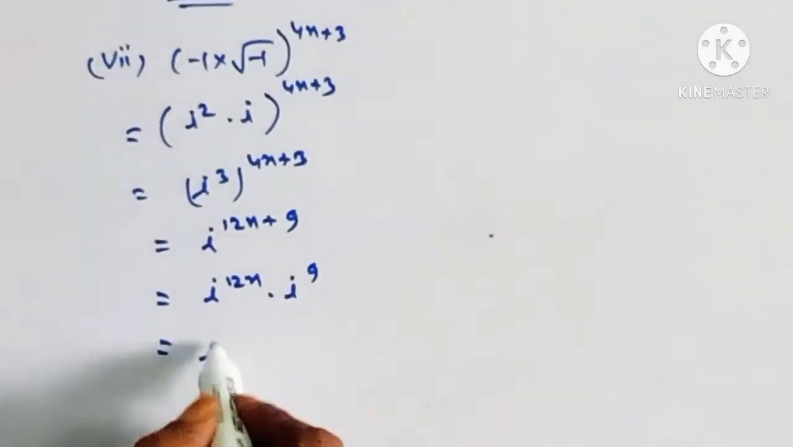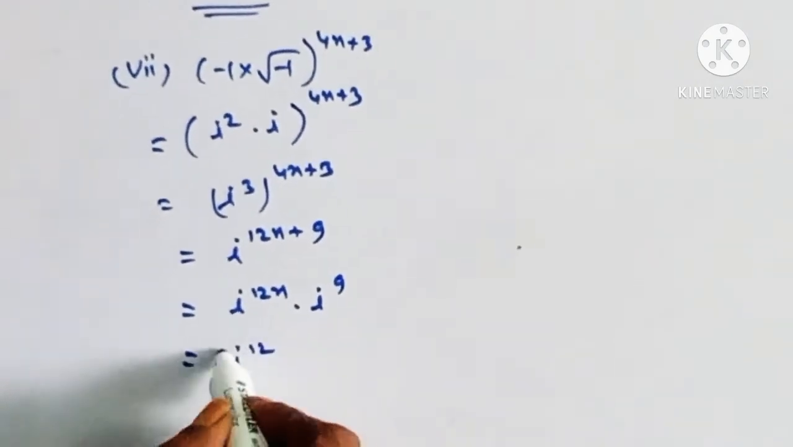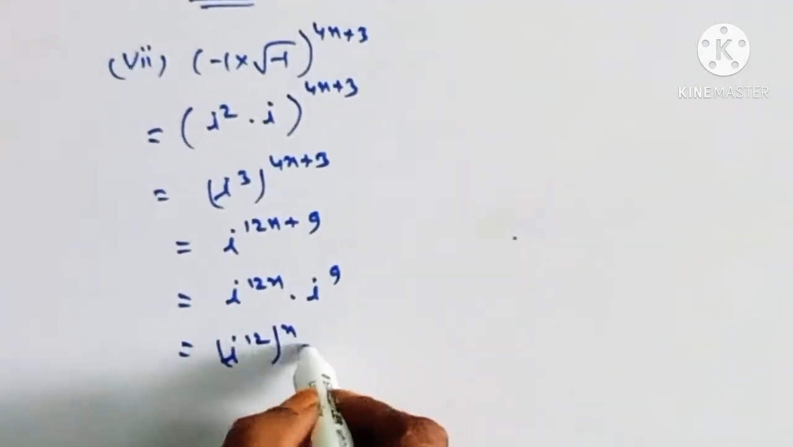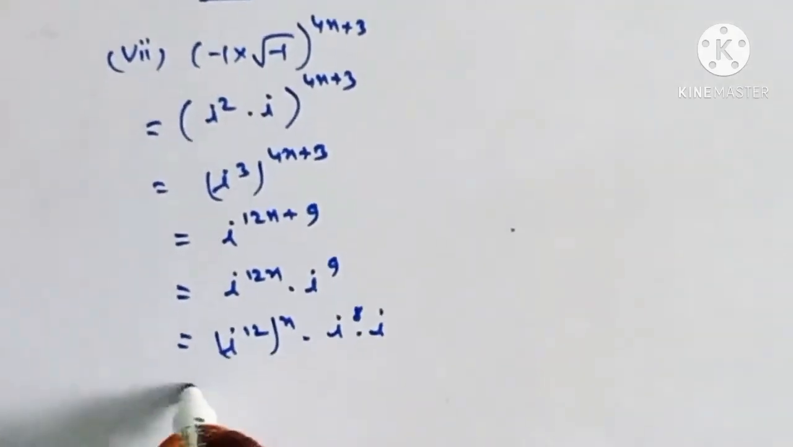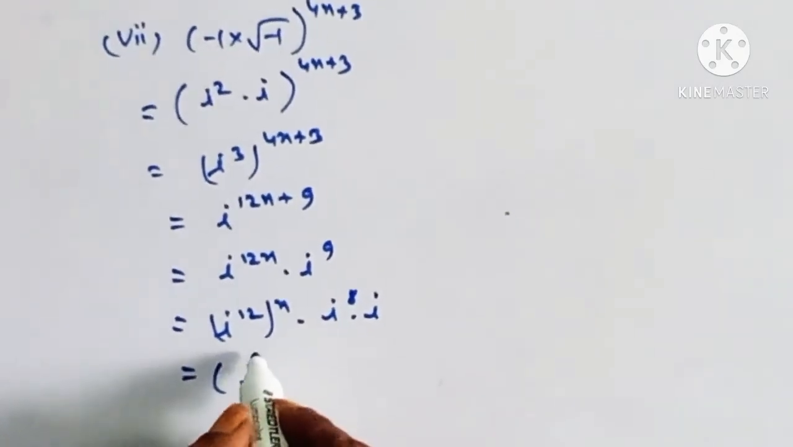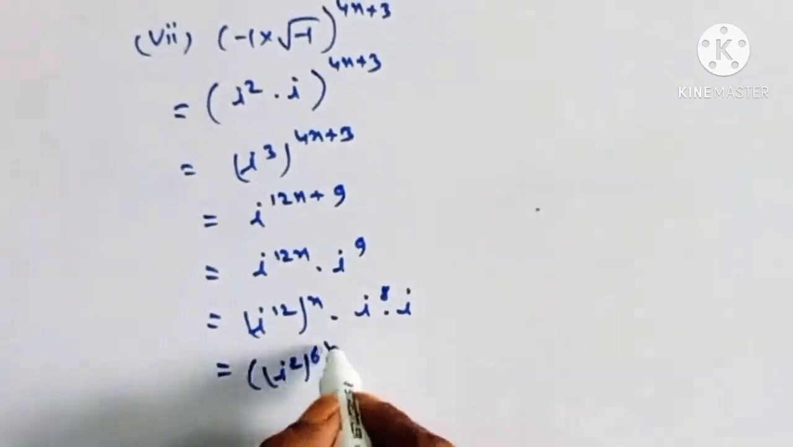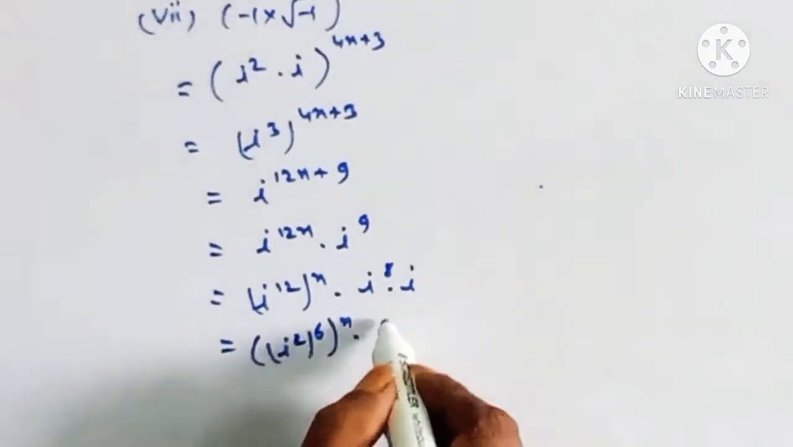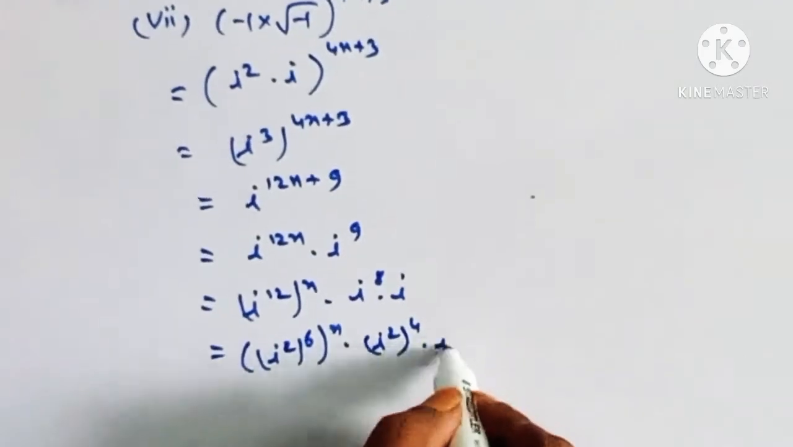So this becomes i to the power of 12 to the whole power n into i to the power of 8 into i. So this will be i to the power of 2 to the whole power 6 to the whole power n into i to the power of 2 to the whole power 4 into i.